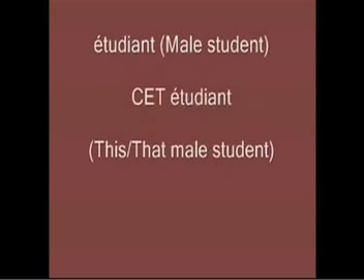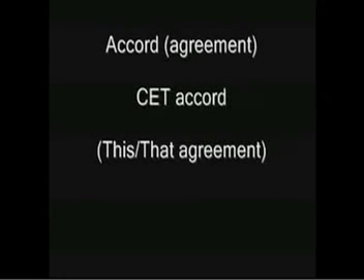Étudiant, male student. You will say cet étudiant, which means this or that male student. Or the word accord, an agreement, you will say cet accord. So if the word that you wish to indicate starts with a vowel or silent H, is masculine and singular, you use C-E-T, cet.